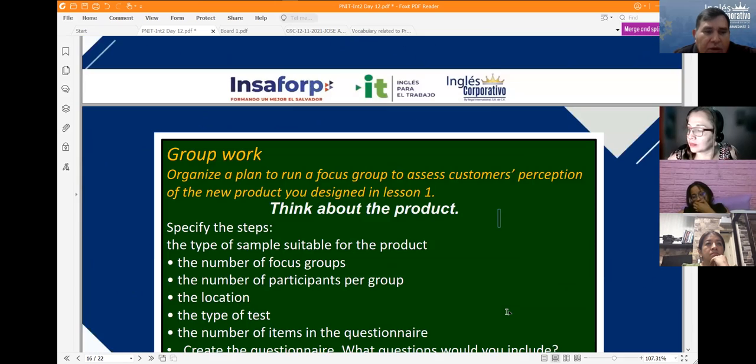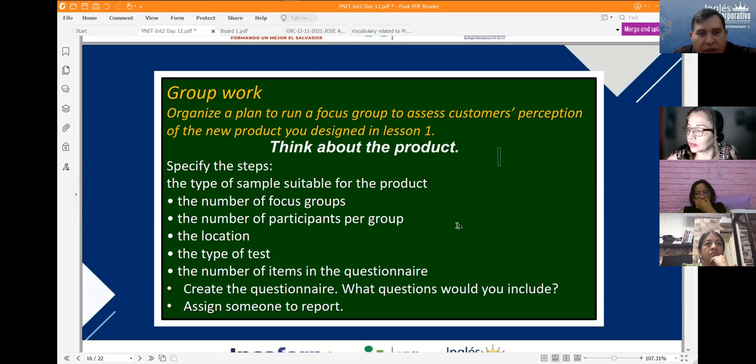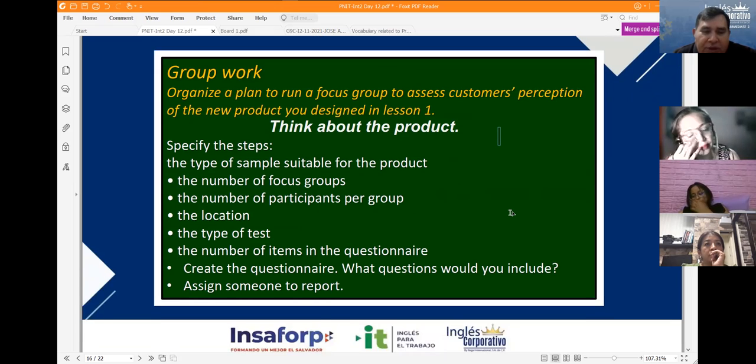Then what's the other one? The number of focus groups. How many focus groups are you going to create for testing the product? One group, two groups, three groups, right? The number of participants per group. The location, I mean the area that is going to be tested. The type of test, what test are you going to be using?